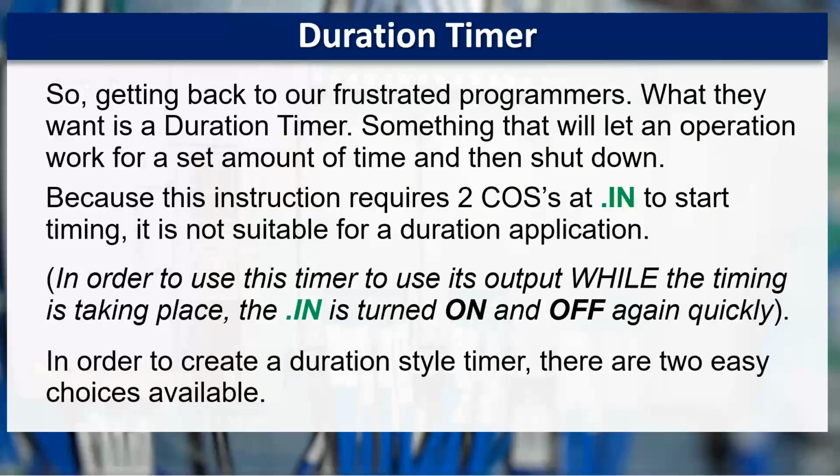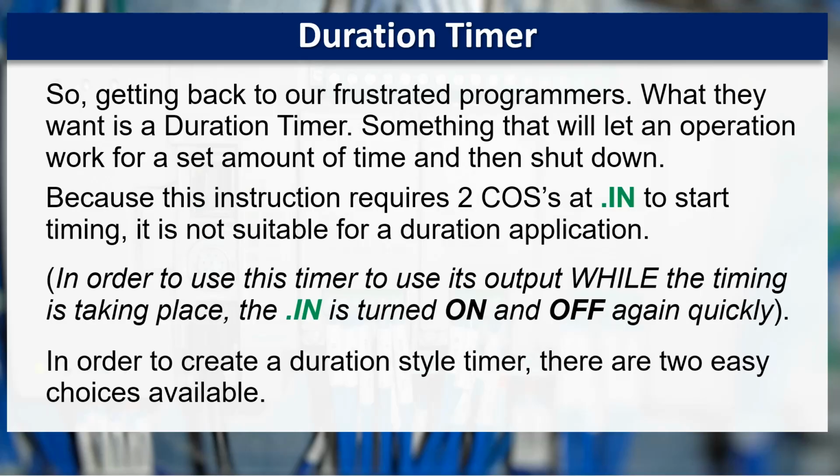So getting back to our frustrated programmers, what they want is a duration timer, something that will let an operation work for a set amount of time and then shut down. Because this instruction requires two changes of state at the .in to start timing, it's not suitable for a duration application. In order to use the timer's output while the timing is taking place, the .in has to be turned on and off again quickly, and then it should work.